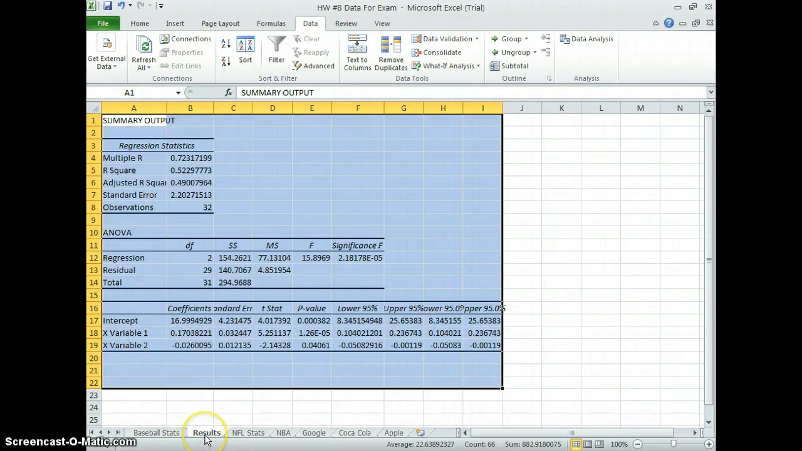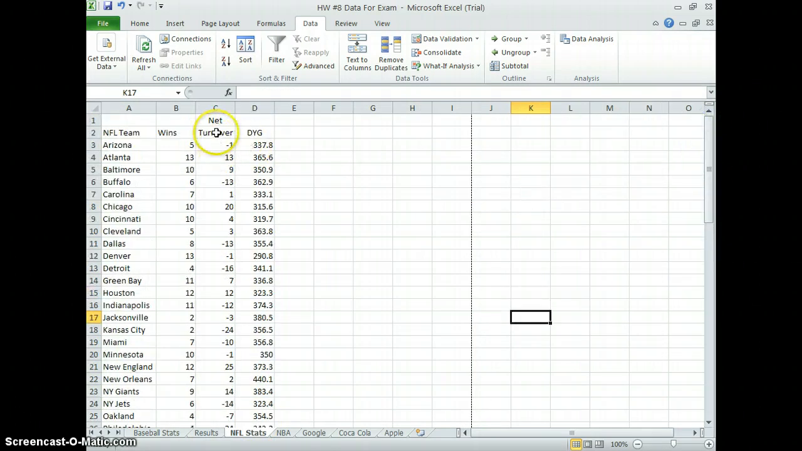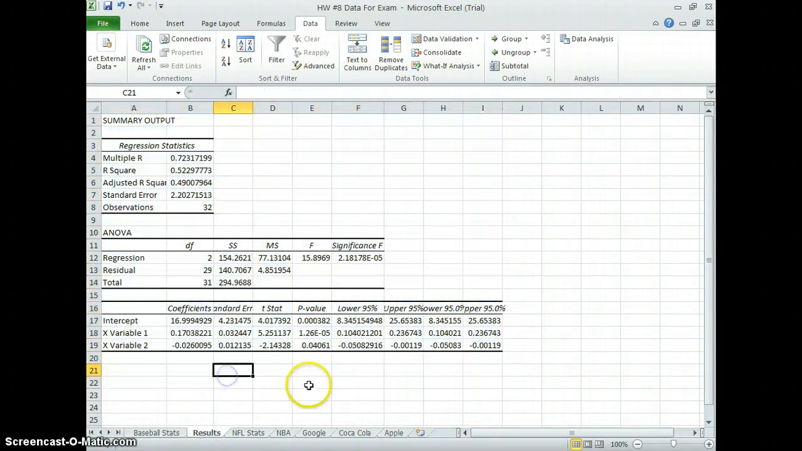And notice I have a new tab here called results. If we go back to NBA, net turnover is going to be X1 and defensive yards per game is X2. So let's go back to results. And if we look, we're going to have a formula. Remember the formula that Y equals, in this case, it's going to be B1 times X1, plus B2 times X2, plus A, or whatever variable, depends on how you're using it. I use A. And so the intercept represents A.